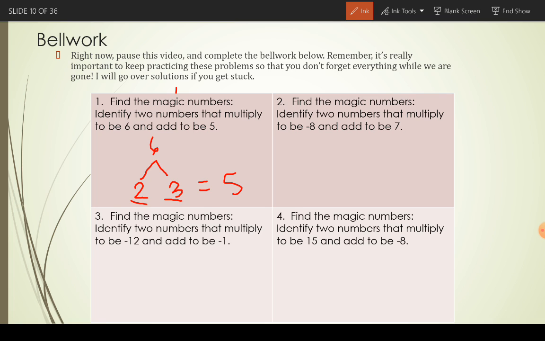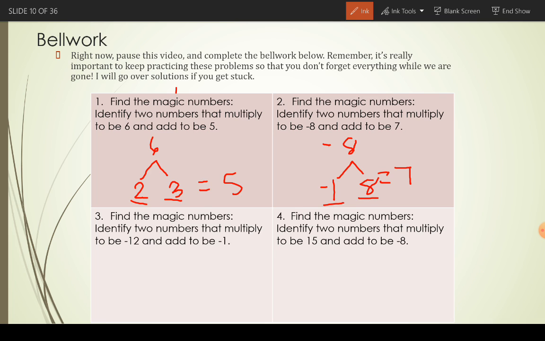Okay. Find the magic numbers. Identify two numbers that multiply to be -8 and add to be 7. So we have -8, and we need these to equal 7. So we'll have -1, and we'll have a +8 as our magic numbers.